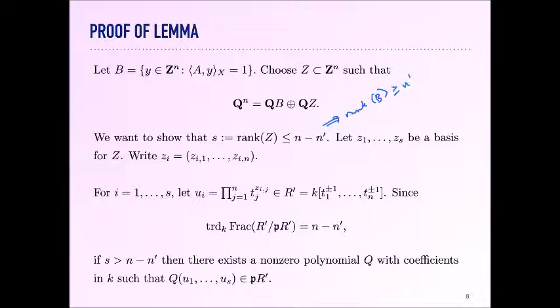Now let Z_1 through Z_s be a basis for Z. Write Z_i as a vector, Z_i1 through Z_in. We're going to think of these as exponent vectors. Remember, Z is contained in Z^n, so I can take the variables of my polynomial ring and raise them to this power. Now these might be negative; I'm allowing them to be negative. So I need to consider a slightly larger ring than R, where I've inverted the T_i. I call that R prime. What is it called? A Laurent polynomial ring.